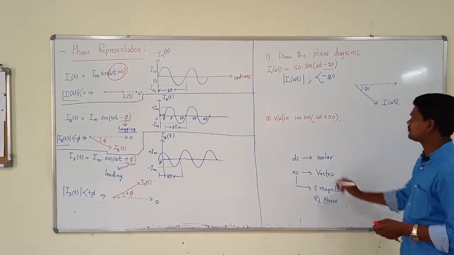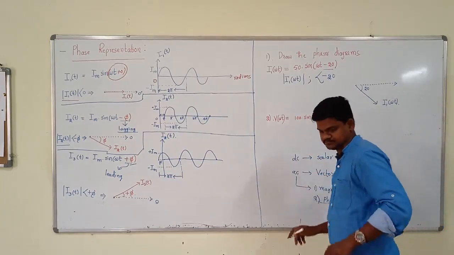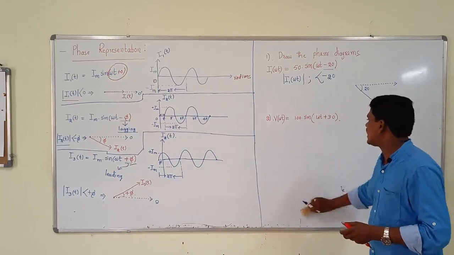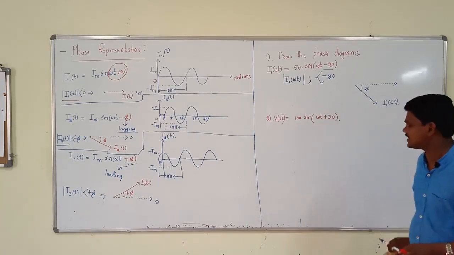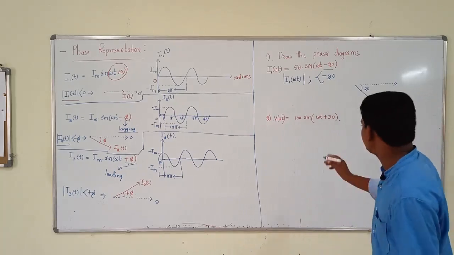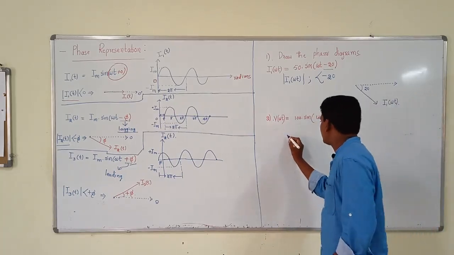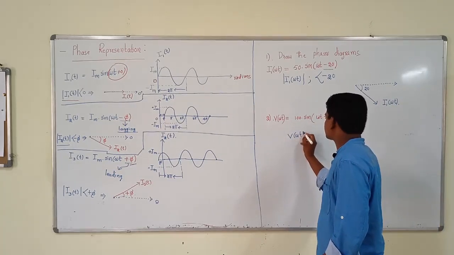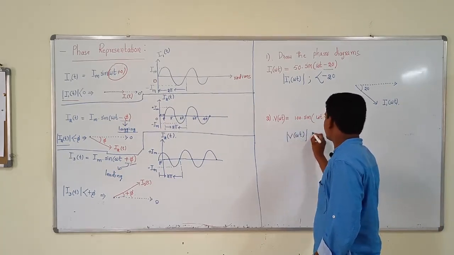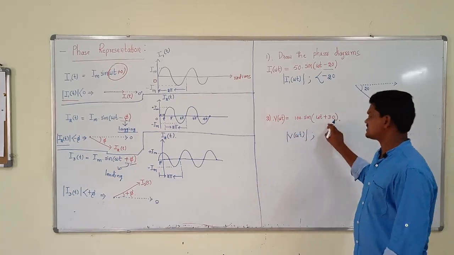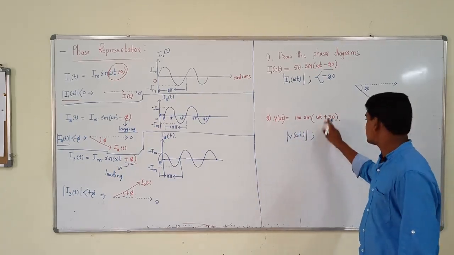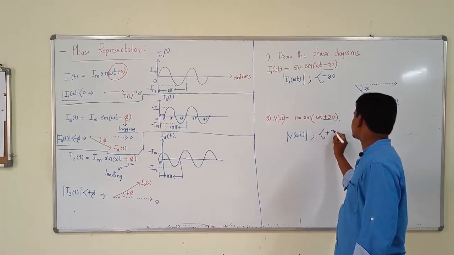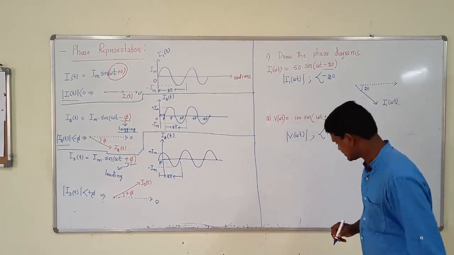The second thing is V of omega t equals 100 sin(omega t plus 30). For that, V of omega t is the magnitude. What about the phase? Look here, this is plus 30. Directly write just plus 30.